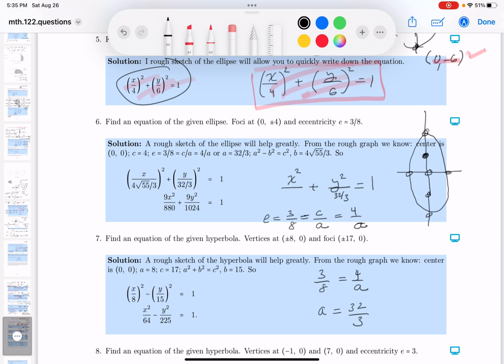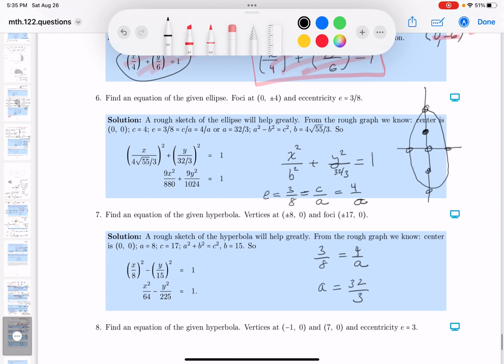That's not so bad, but I don't know this. I'll put down B squared. What I do know, though, is that 32/3 minus the B squared, which I don't know yet, is going to be equal to the C squared. And what's the C again? It's 4. So 16. All right, we'll clean this up later. I'm going to multiply both sides by 3. 3 times 16 is 48.